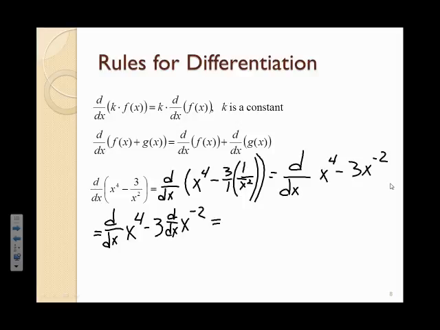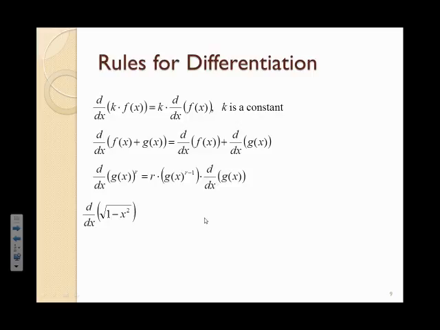And now the derivative of x to the fourth is going to be 4x to 1 less power, so that's 3. And then minus 3 times minus 2 gives us plus 6, x to 1 less power, or minus 3. So either way you want to do this, you can. If you would like writing it out because it's clear, that's fine. If you want to do it in your head, that's fine also.